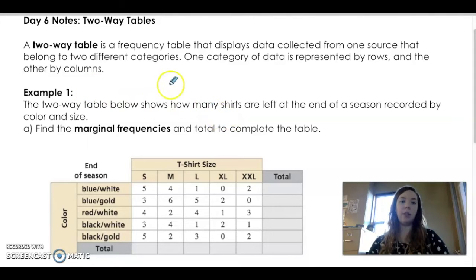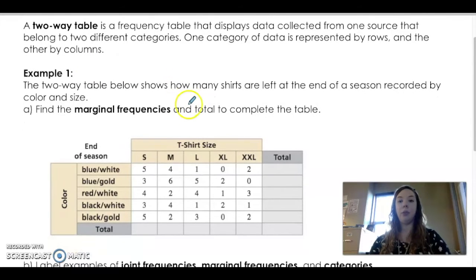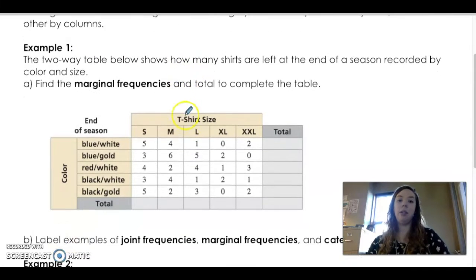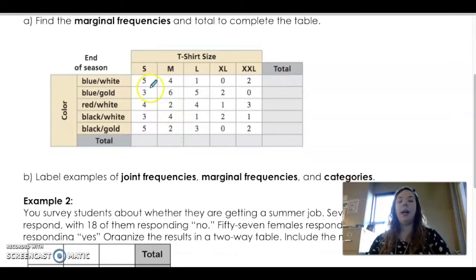So for our first example, it says the two-way table below shows how many shirts are left at the end of a season, recorded by color and size. Find the marginal frequencies and total to complete the table. So again, at the end of the season, there were 5 small blue and white shirts, 4 medium blue and white shirts. Just a row and a column to figure out how much is left of each.